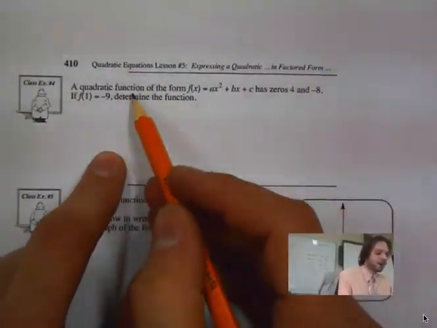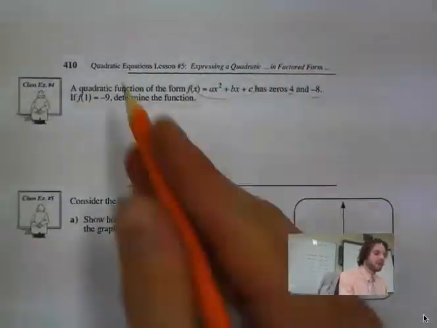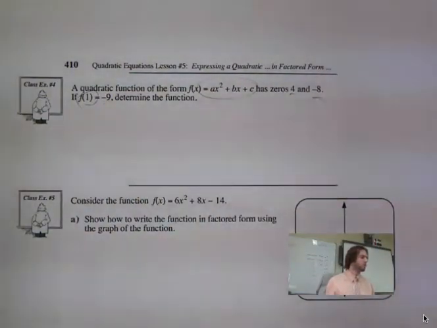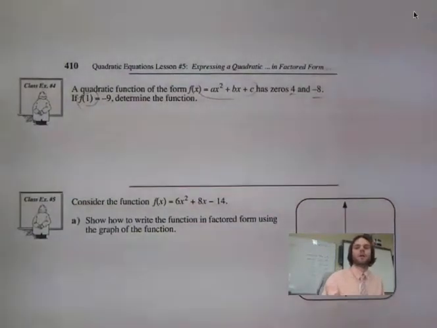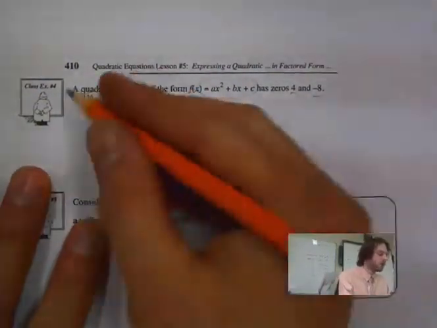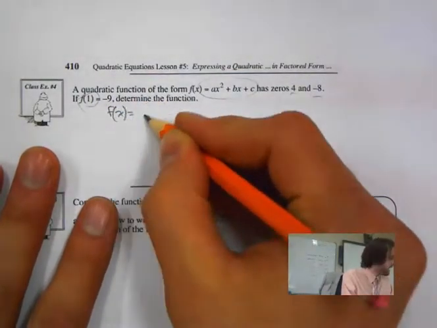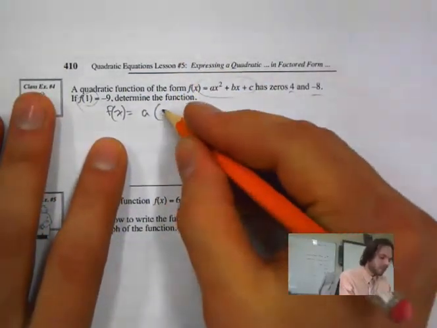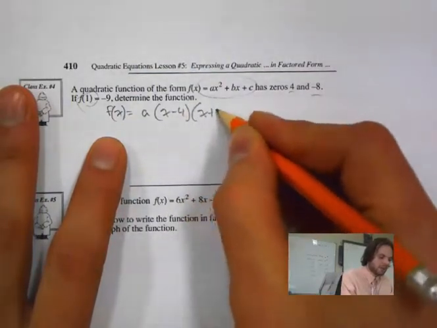Next one says, quadratic function in the form like this. It has the zeros of 4 and negative 8. If we have f of 1 is equal to 9. Well, that one now is a little bit more complicated. Right? So how are we going to solve this? We're going to set it up the same way as we always do. We know f of x is equal to a, and I'm going to set it up this way: a, x minus 4, and then x plus 8.